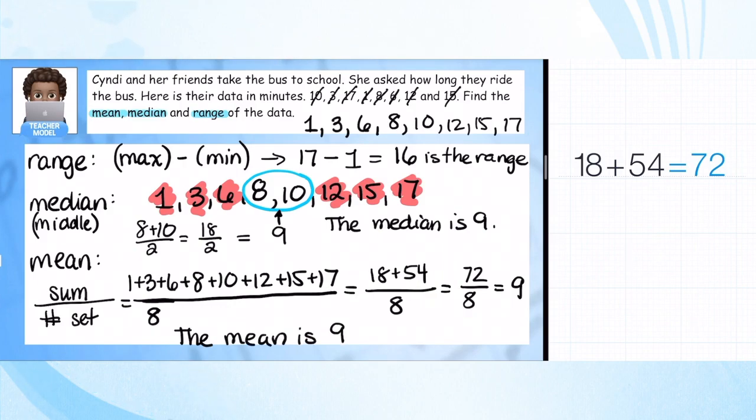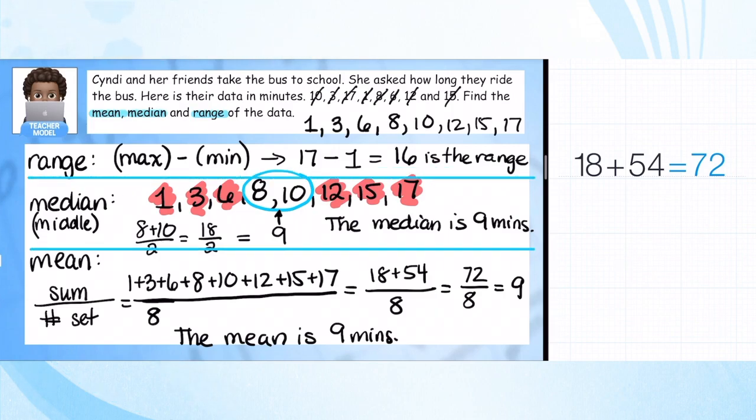And I'm going to put context to this. So 9 minutes is the mean. The median is 9 minutes. And the range is across 16 sets of numbers. Okay. Let me just put a quick line here to separate our work, so it's a little bit easier for you to follow along. All right, hit pause and jot this down into your notes.